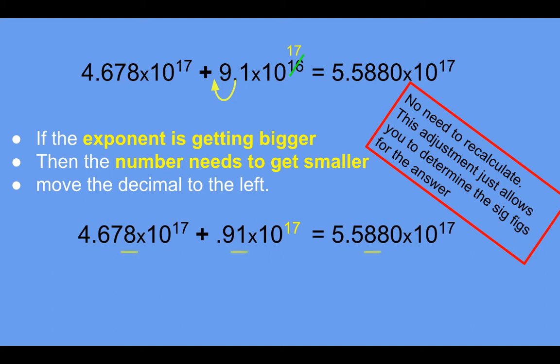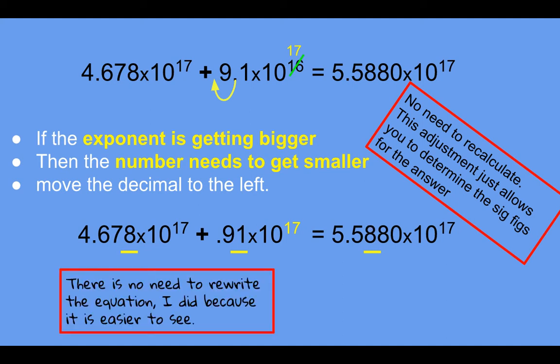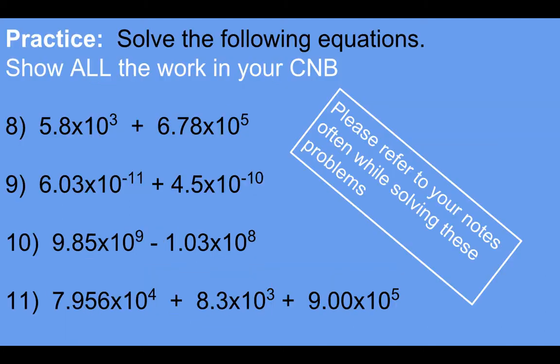So now you can look at the numbers, identify their first best guesses, and this time your answer, you're going to round to what we would consider the hundredths place. 5.588. Does the second 8 round the first 8? Sure does. So you get 5.59 times 10 to the 17th. And that is the correct answer: 5.59 times 10 to the 17th. So here are some practice problems for you to do in your composition notebook. Thanks for listening.